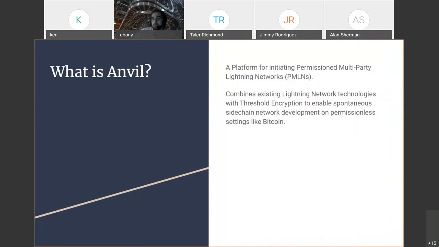So what is Anvil? Anvil is a platform for initiating permissioned multi-party Lightning Networks, which I will try my best to refer to as PMLNs from now on. A permissioned multi-party Lightning Network is a Lightning Network that is permissioned. That's the one I was describing previously, where we, of course, know all the members. So all the members are created initially and transactions are handled, and those transactions are then submitted to the main chain layer. It combines existing Lightning Network technologies with threshold encryption to enable spontaneous sidechain network development on permissionless settings like Bitcoin.